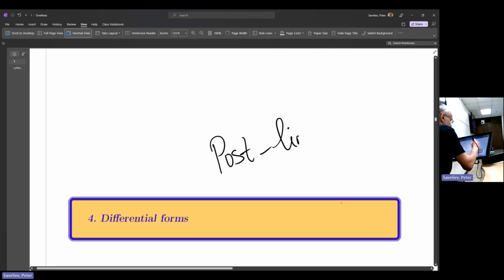So now this is post-limit, and this is where once again we have to pay the price.